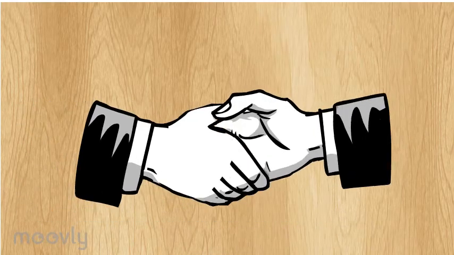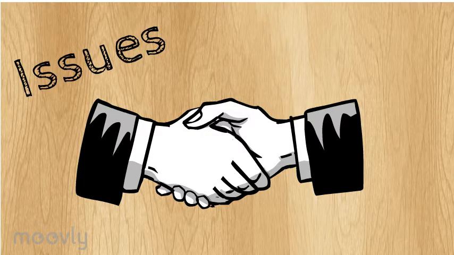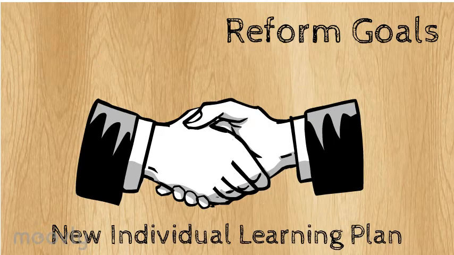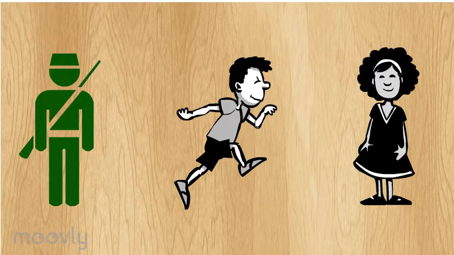After going through all of these steps, client and counselor make sure they are in agreement about the client's issues, reform goals, and design and implement a new individual learning plan. CIP has been studied with veterans, clients with ADHD, and women, and seems to be effective with those groups. However, CIP is not appropriate for all populations.